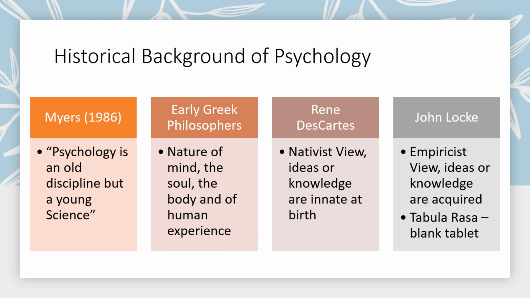Just to emphasize the difference between the two, René Descartes focuses on the innate, that the ideas or knowledge are all innate in us at birth, while John Locke believes that the ideas and the knowledge are all acquired and can be written in us like a tabula rasa, a blank slate or a tablet, and that's why it's called the empiricist view. So again, René Descartes, nativist view. John Locke, empiricist view.